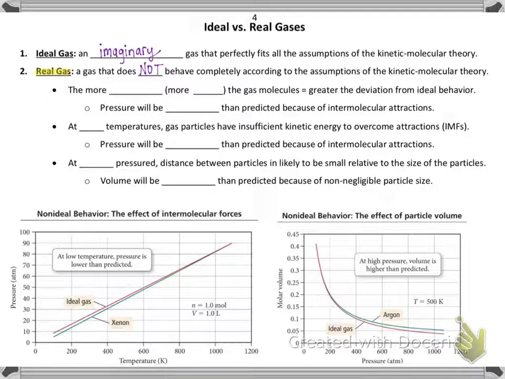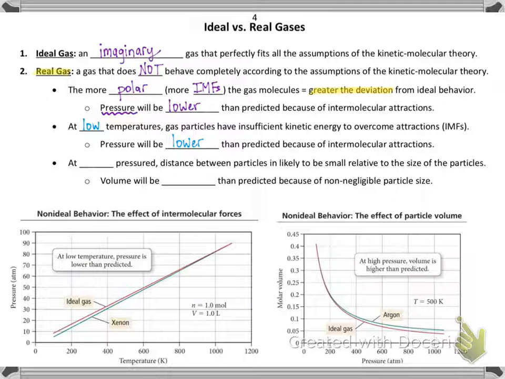Okay, so we know that things that are polar have stronger IMFs, and ideal gases aren't supposed to attract each other. So the more polar a gas molecule is, the more it will deviate from ideal behavior. And in fact, because the gas particles are actually attracted to each other, the pressure is going to be lower than predicted. At low temperatures, IMFs will also become problematic. Basically, they don't have enough kinetic energy to overcome those intermolecular attractions, so once again, pressure will be lower than predicted. Pesky IMFs.